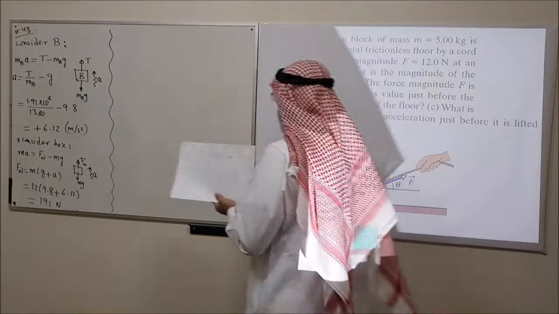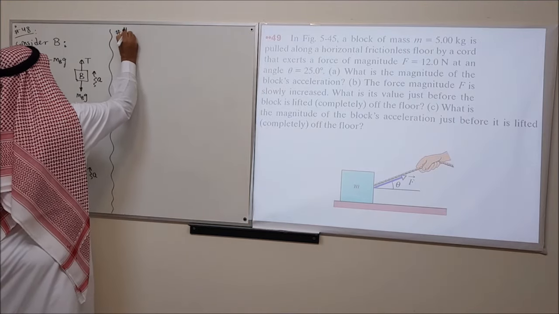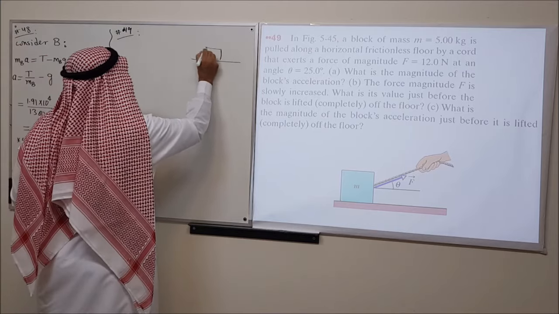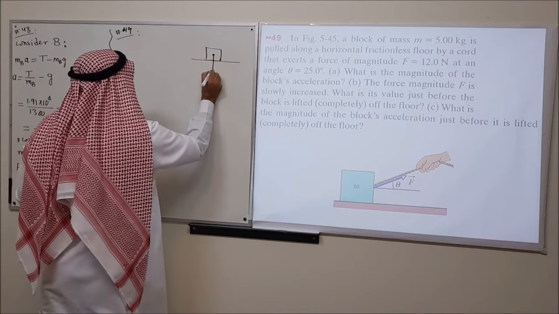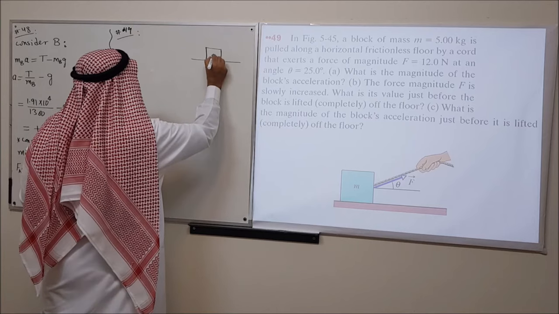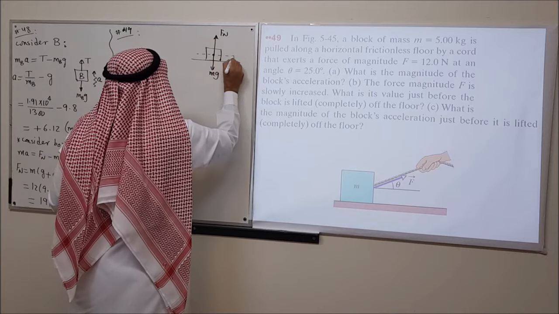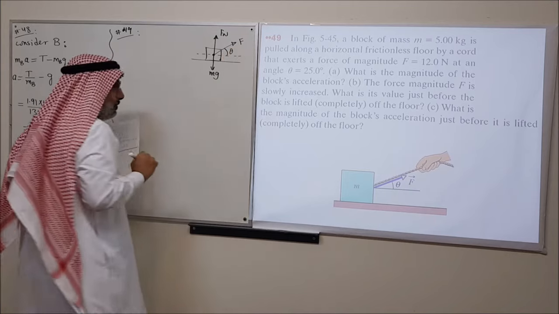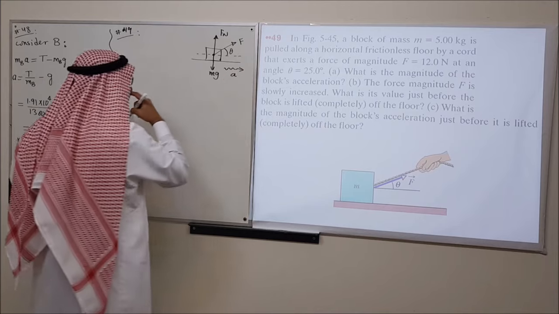So, we draw the free body diagram of the situation and find the acceleration from there. Okay, here is our problem. We draw the free body diagram. Here is the surface, and there is the block. We represent it by a dot. This is its gravitational force, mg, the normal force, FN, and here we have the applied force, F, which makes an angle theta with the horizontal, and the box is accelerated to the right.